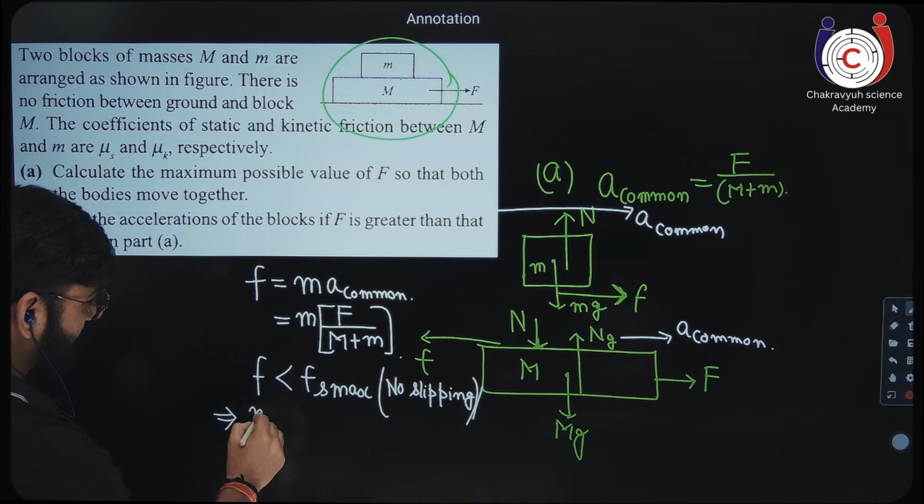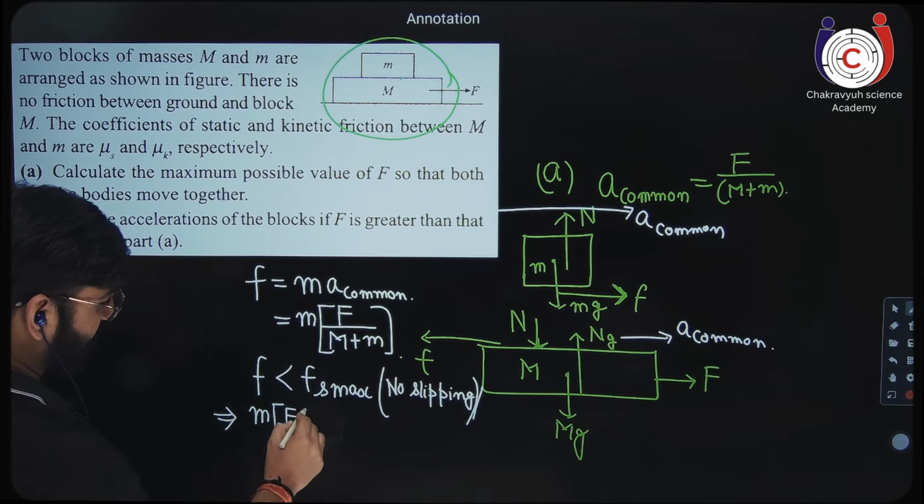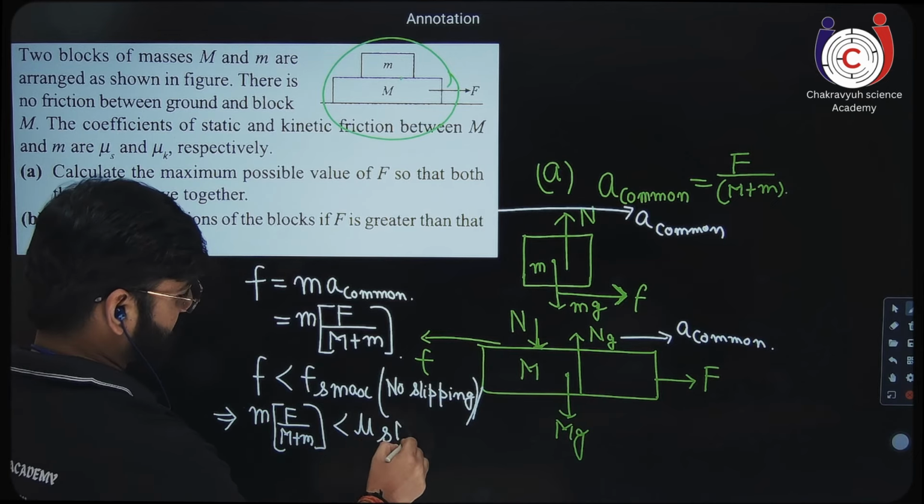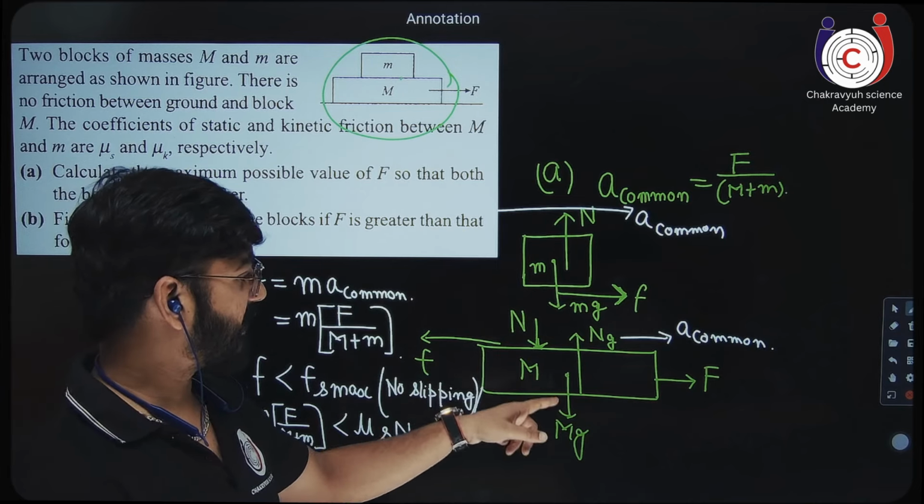So F is m into capital F divided by capital M plus small m, less than mu s into N. Student, tell me which N will you use? N between small m and capital M, or N applied by ground?